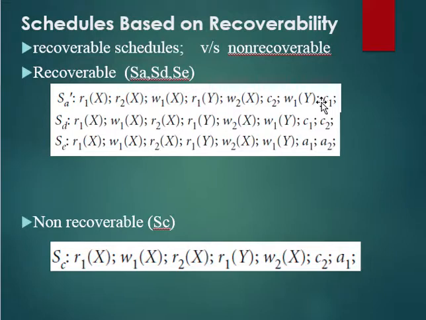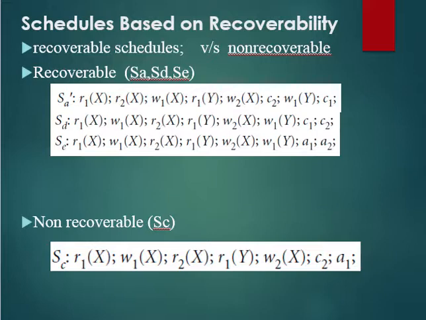In the second schedule, R1 of x is not a problem. Then you can see W1 of x. Now you have to check whether any other transaction reads x. Transaction T2 is actually reading the data item. So the principle says that T1 must end first, and only after that T2 must end. Then R1 of y is not a problem. Then W2 of x, W1 of y, and here C1 is committed first, followed by C2. So this is also a recoverable schedule.